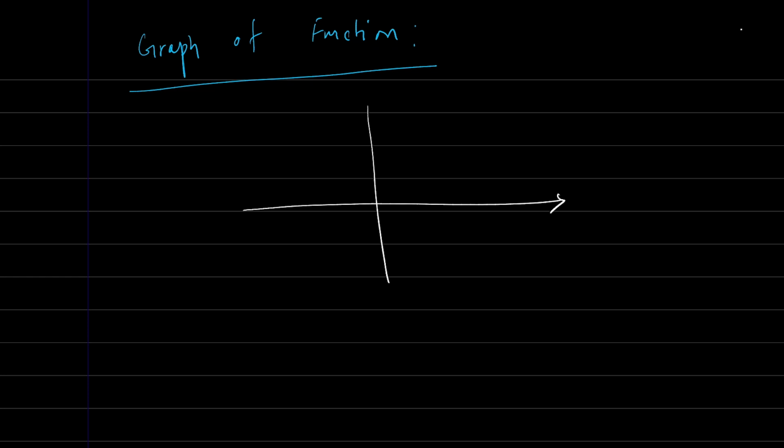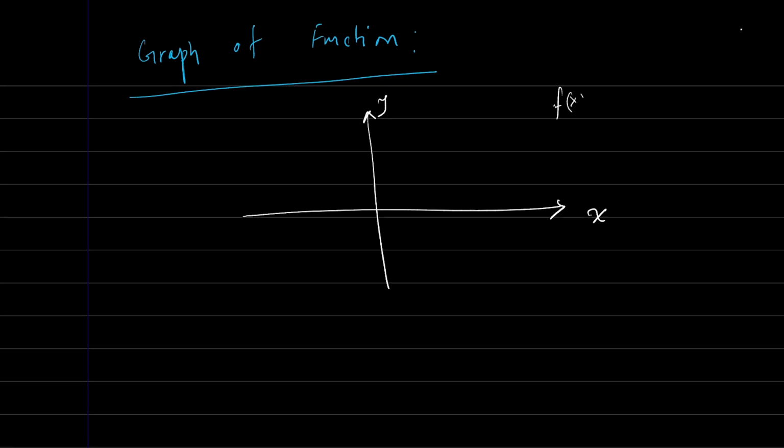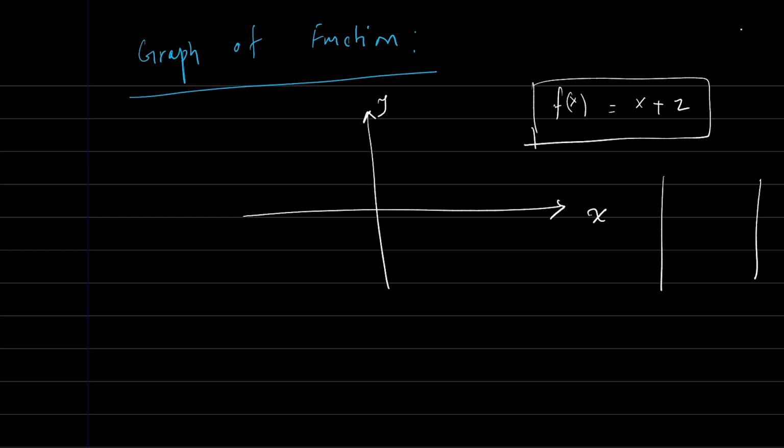So a graph is in the Cartesian plane, the x-axis, y-axis. Let's consider a function like f of x is equal to x plus 2. What would be the graph of this function? Let's make a small table here, x and f of x. For x is equal to 0, we get f of x is equal to 2. So at 0, we get 2.